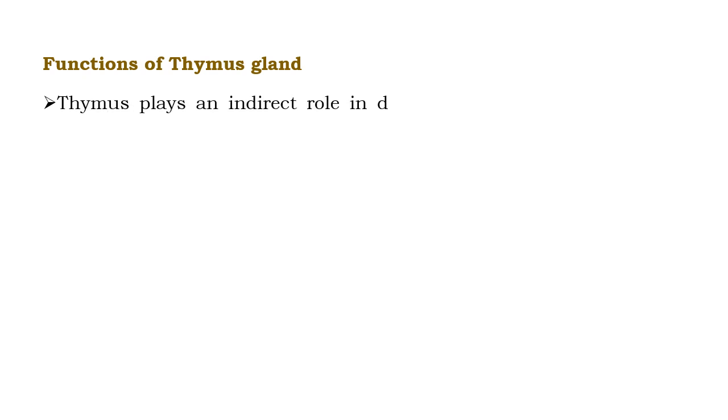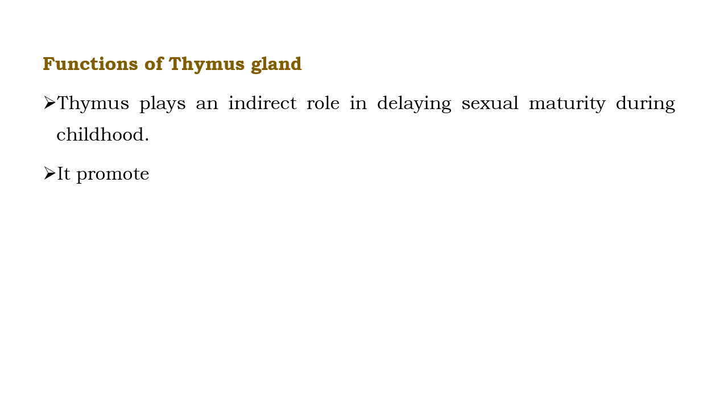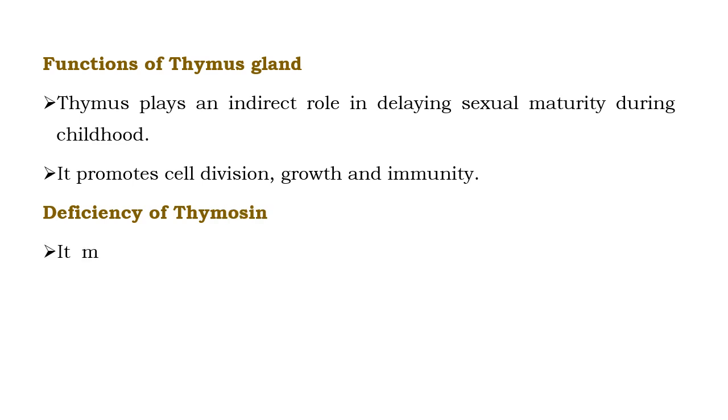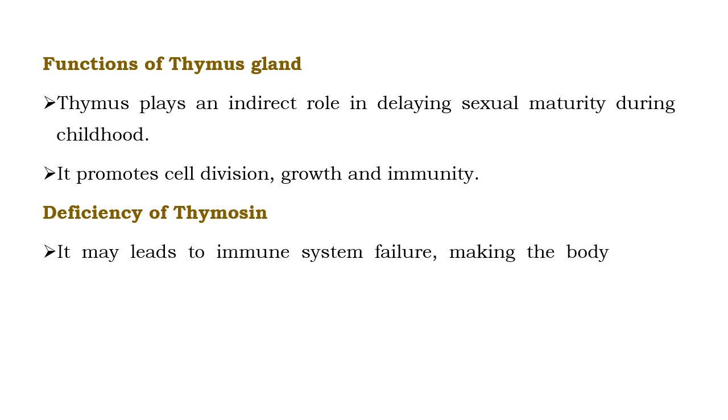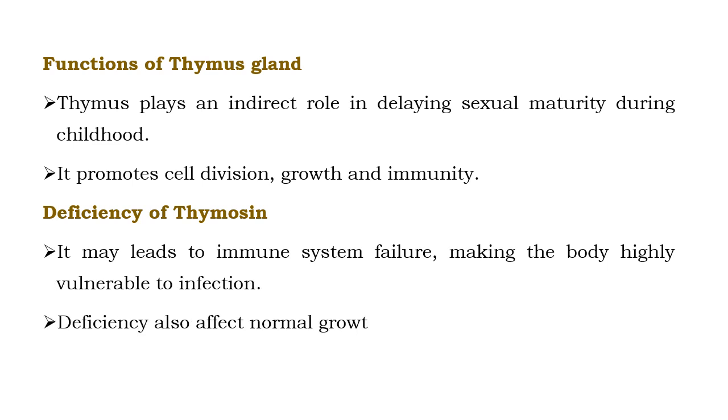Functions of the thymus gland. The thymus plays an indirect role in delaying sexual maturity during childhood. It promotes cell division, growth and immunity. Deficiency of thymosin may lead to immune system failure, making the body highly vulnerable to infection. Deficiency also affects normal growth and development indirectly.